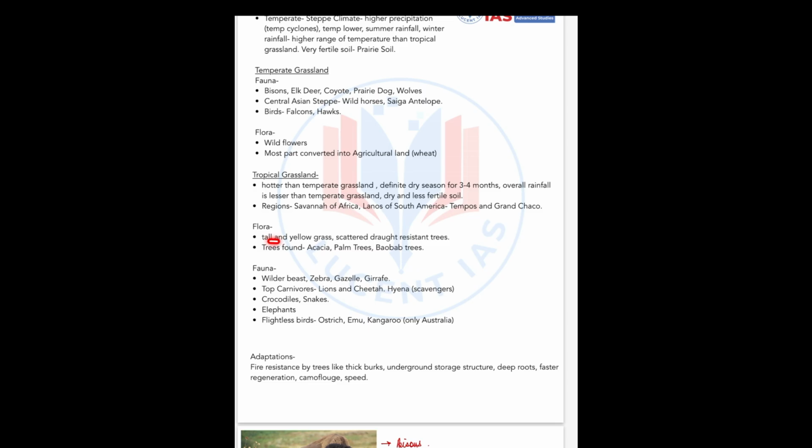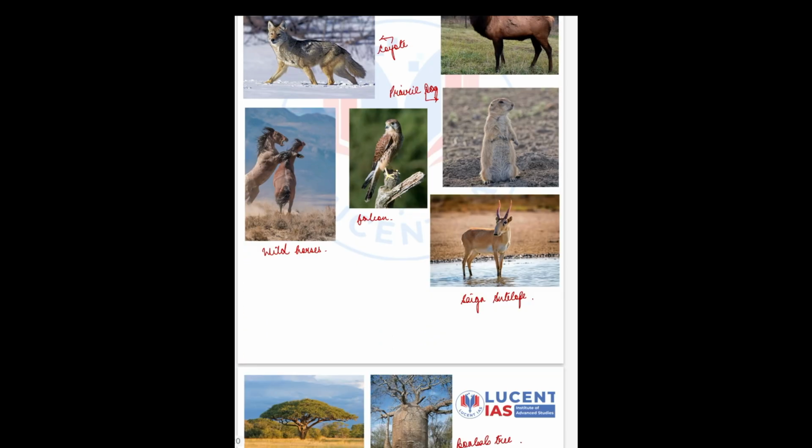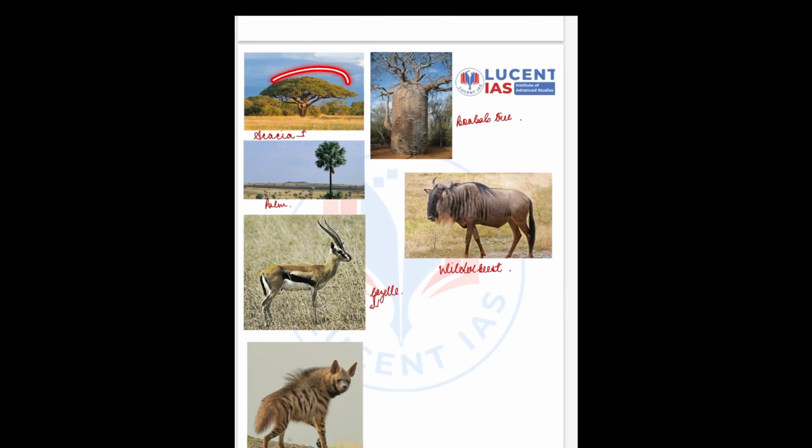What are the flora found here? They are mainly tall and yellow grass and scattered drought resistant trees, because fire is a common phenomenon in this grassland. What trees are found? Acacia, palm trees and baobab trees. Let's see, this is acacia, then baobab tree, and this is the palm tree.